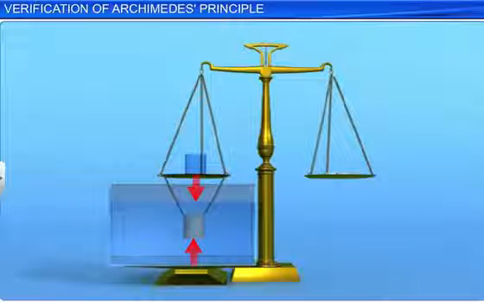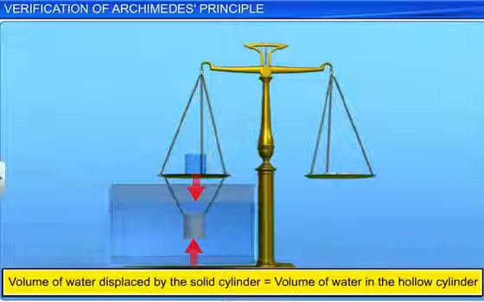However, you know that the volume of the solid cylinder is equal to the inner volume of the hollow cylinder. Hence, the volume of water displaced by the solid cylinder when immersed completely in water is equal to the volume of water in the hollow cylinder. Therefore, we can conclude that the upthrust acting or the apparent loss of weight of the solid cylinder completely immersed in water is equal to the weight of the water displaced by it. That means Archimedes' principle is verified.